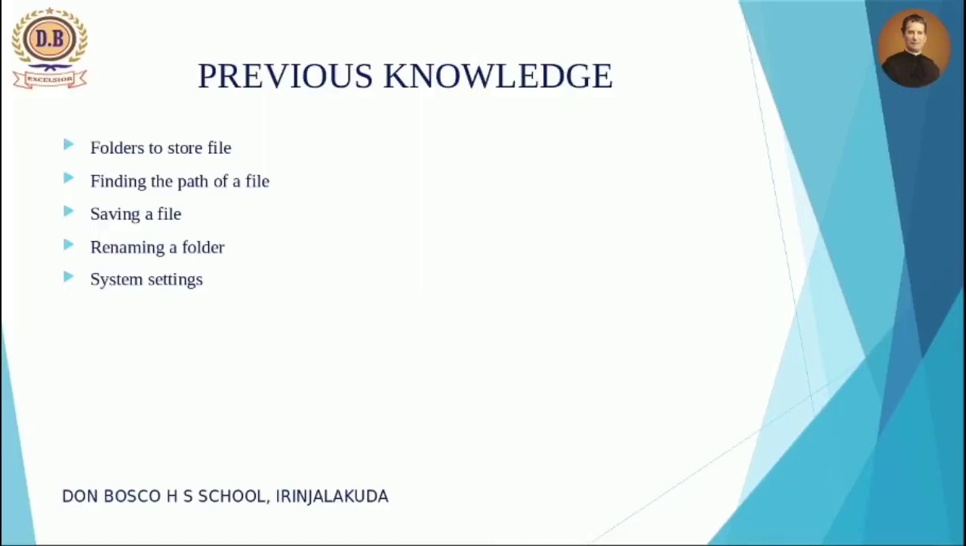In the last class, we have learned about folders. It is used for storing files. Then we have learned how to find the path of a file. For that, right click on the file, select properties. In that, we can see the path of that file. Then while saving a file, we have to give an appropriate name. Then we have to create a specific folder to save it, which helps us to remember and retrieve the file later whenever required. Then we have learned how to rename a folder. For that, right click the folder, select the option rename, give the new name and click on the rename button.